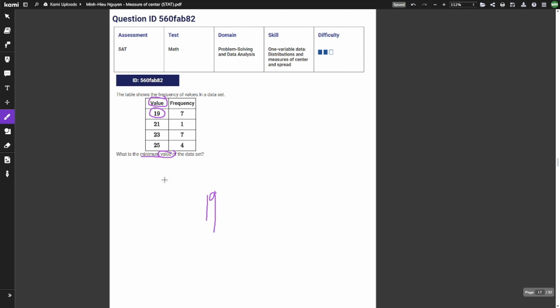Now be really careful not to mix this up with frequency. Here it specifically says value. So you should be looking at the value only, alright? Pretend the frequency doesn't exist.